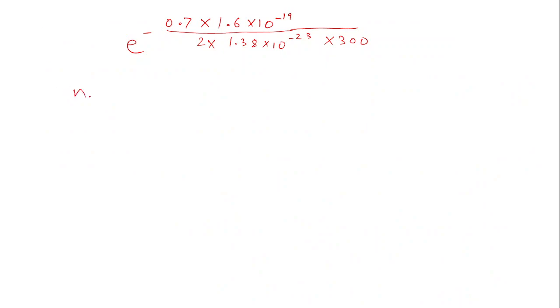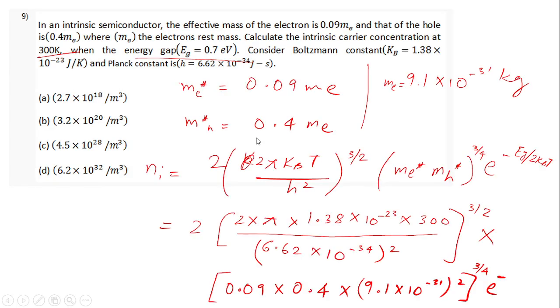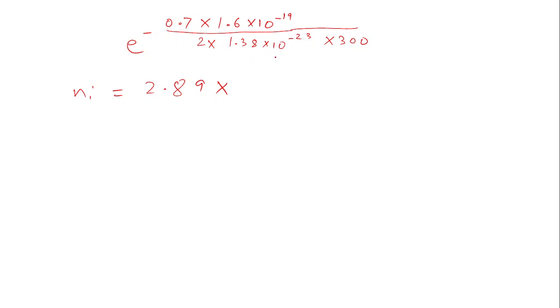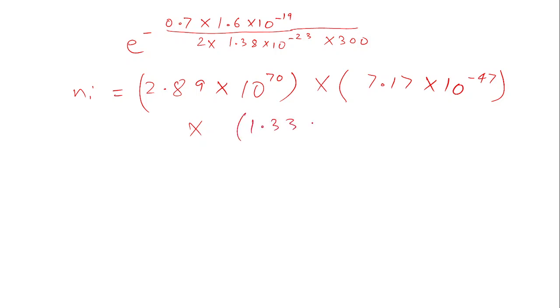We will get, for solving, one more step I'm giving. After solving this first bracket, you get 2.89 times 10 to the power 70, and after solving the second bracket we will get 7.17 times 10 to the power minus 47, and the exponent when we solve we will get 1.33 times 10 to the power minus 6.